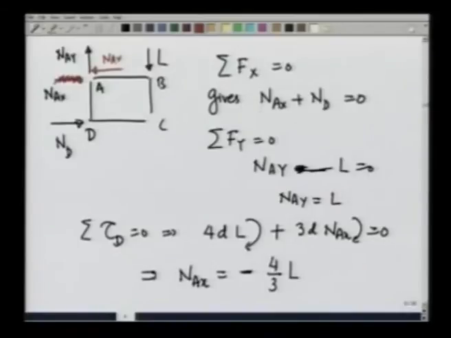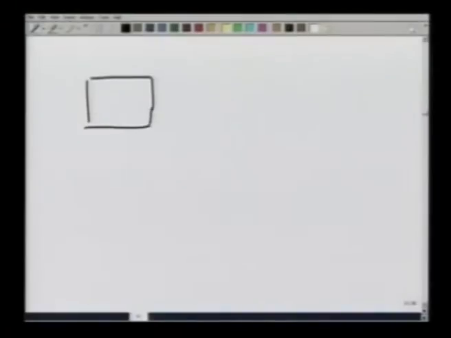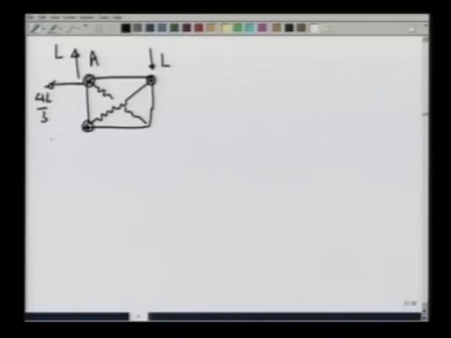And from this equation that NAX plus ND equals 0, ND also comes out to be in the right direction, 4/3 L. So, now we know the external forces in the system. At point A, I have a force acting towards the left, 4L by 3, a force acting vertically up, L. I have a force acting on this joint in this direction, 4L by 3, and I want to calculate the other forces.